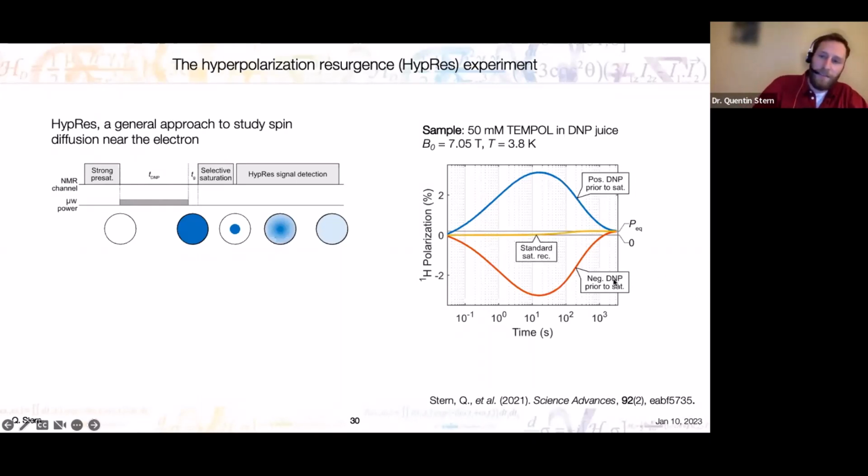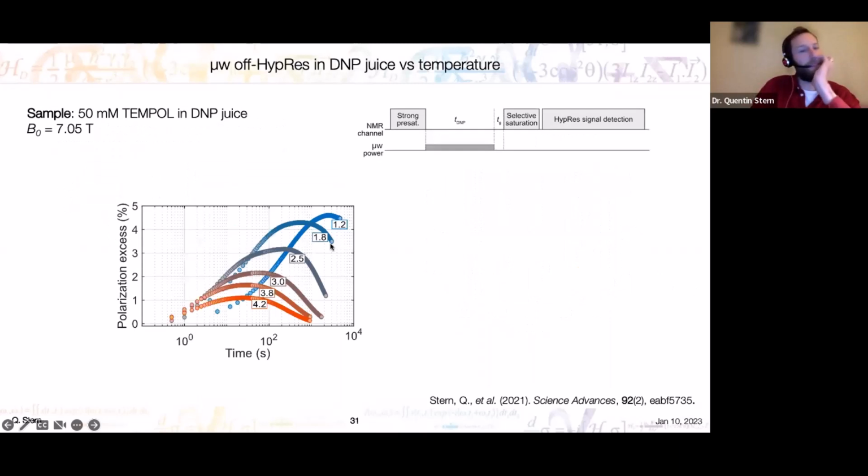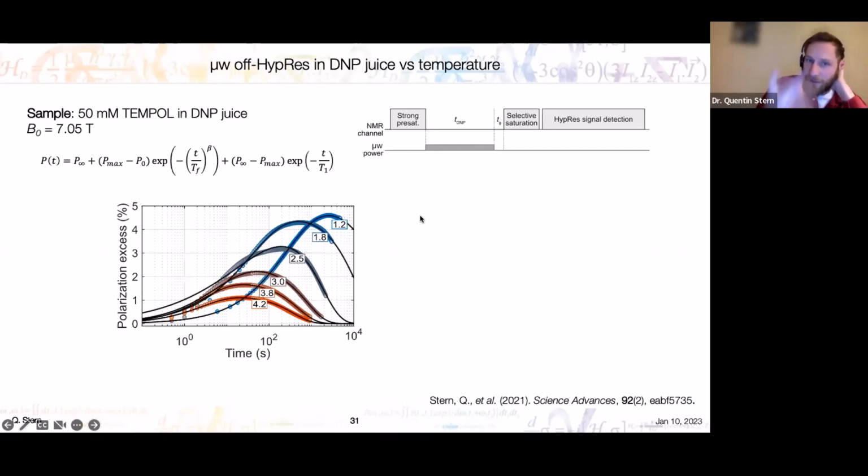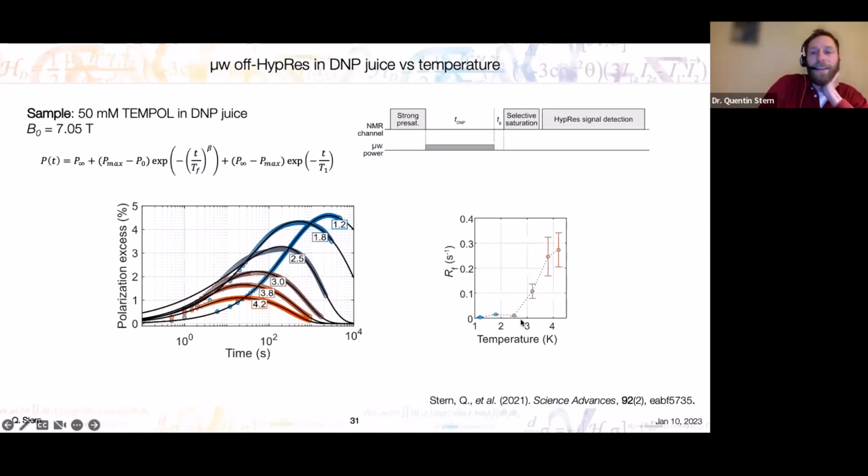And for comparison, this is standard saturation recovery. We repeated this measurement at different temperatures between 1 and 4 Kelvin, and then I fitted it with a phenomenological model, a very simple one, just to extract the rate. So this is the model, and we get different flow rates as a function of temperature between the hidden and the visible spins. As you can see, the lower we go in temperature, the slower the diffusion from the hidden to the visible spins. And when we measured this, we found it puzzling because we didn't have a good explanation for why spin diffusion would be so dependent on electron polarization.